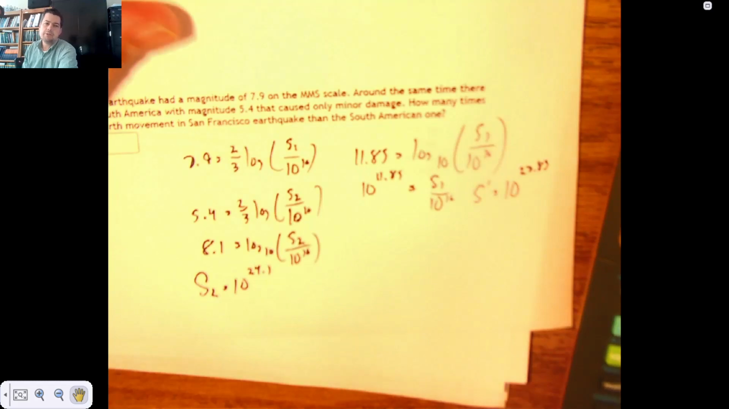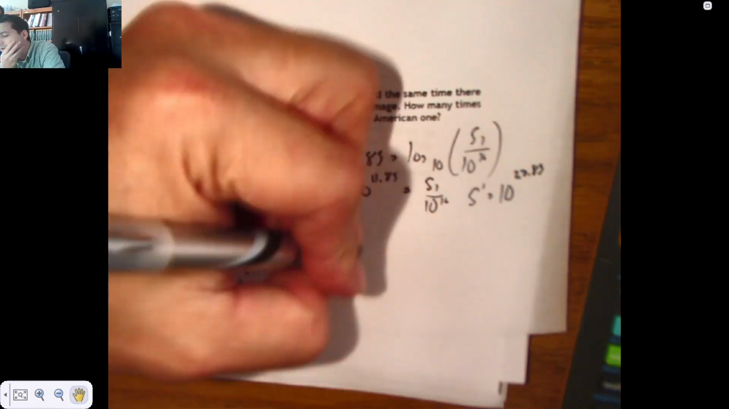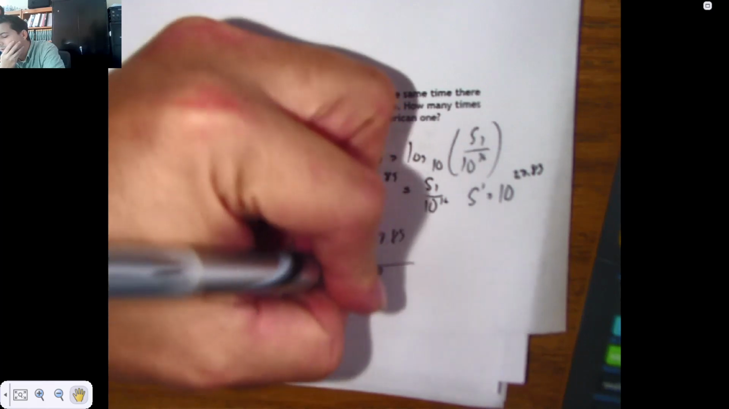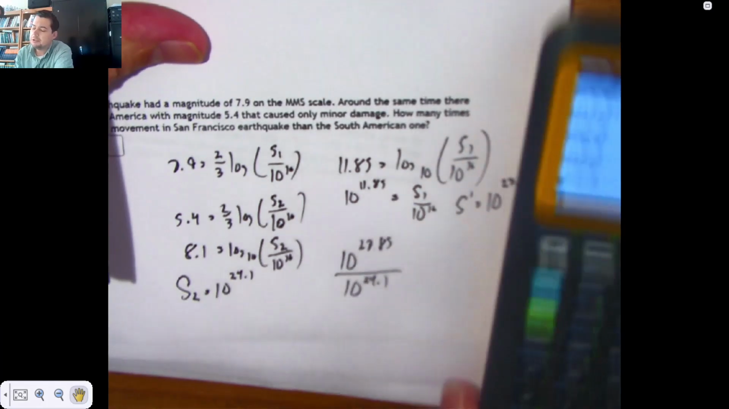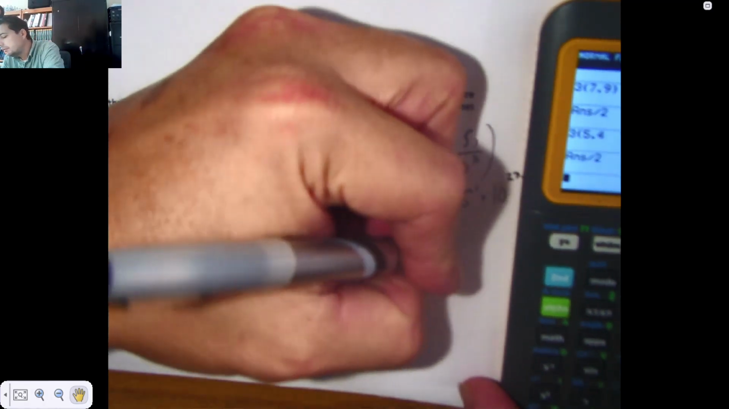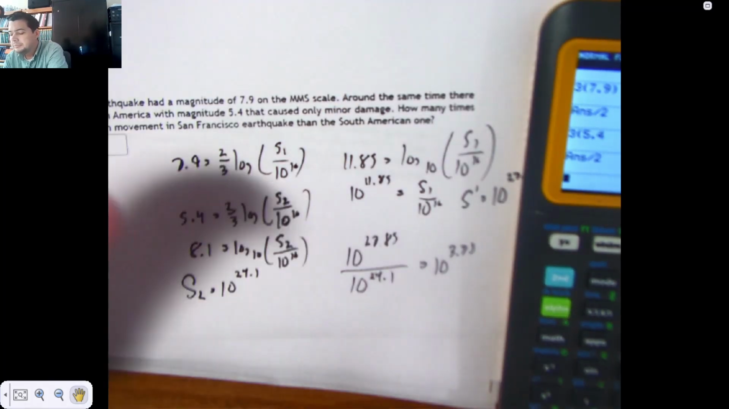And it wants to know how much more powerful the San Francisco earthquake was. So we're just going to make a direct comparison here. 10 to the 27.85 over 10 to the 24.1. Of course, we subtract decimals. And we get 10 to the 3.75, I think. Which is several thousand times stronger.